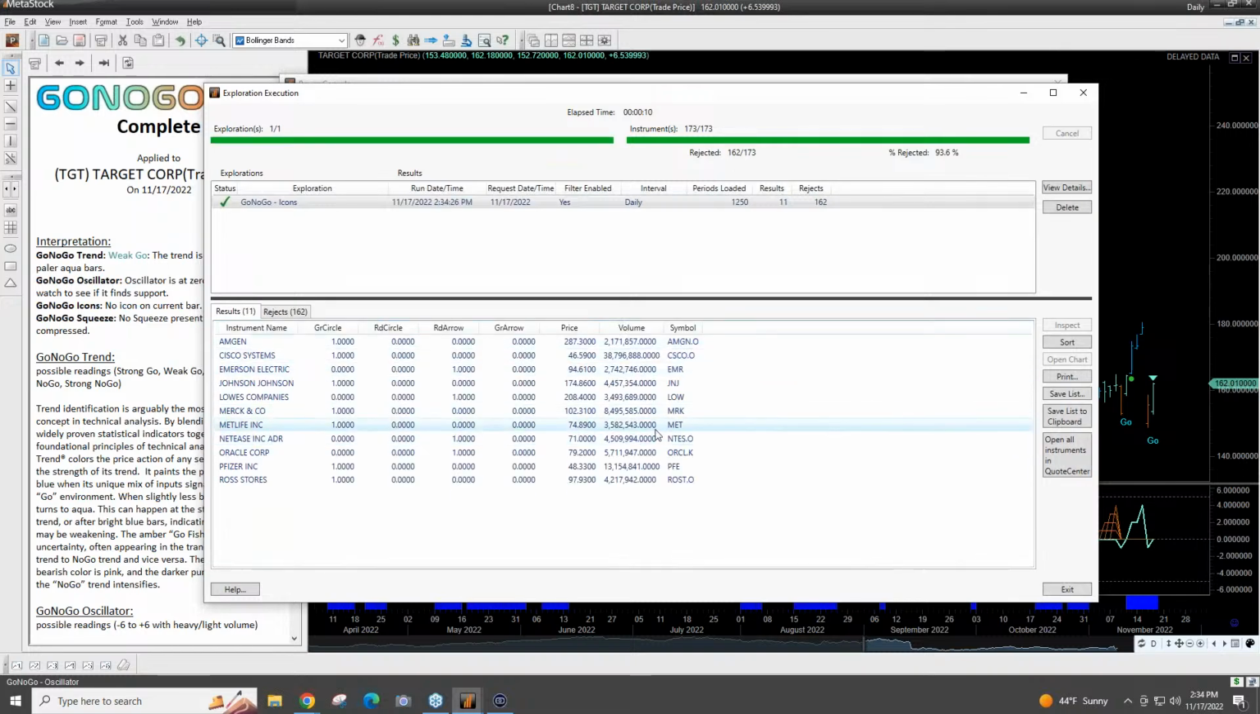The last one was identifying the trend, so like the color of the bars, where that other one had the go, no go, and the go fish, etc. This one has the actual green circle, which are counter trends. It has a green circle, red circle, and the way to read this, anything inside the explore window that has a 1 means that it has that on the current bar. So Amogen had a green circle, had a red arrow, and then you have your price and symbol, of course.